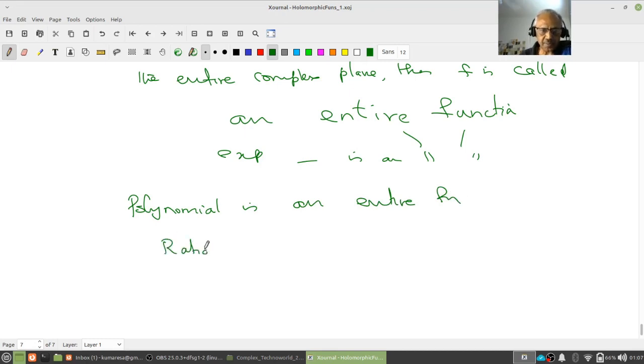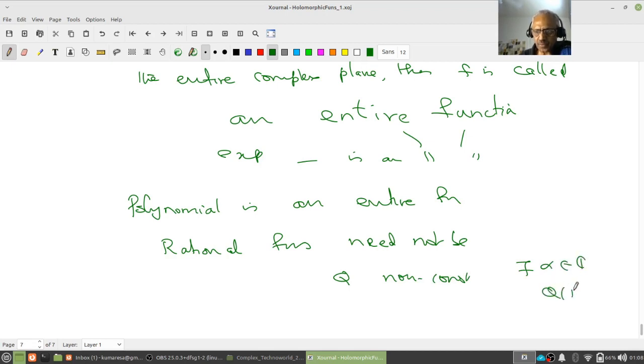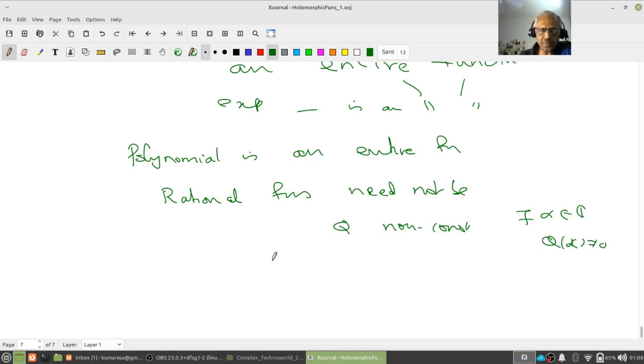Rational functions need not be. Why? If q is a non-constant polynomial, there is at least one alpha, a complex number, such that q of alpha is 0. Right? Therefore, the domain of definition of p by q will not contain alpha. Right? Therefore, a rational function need not be entire. Do you accept it? Okay.